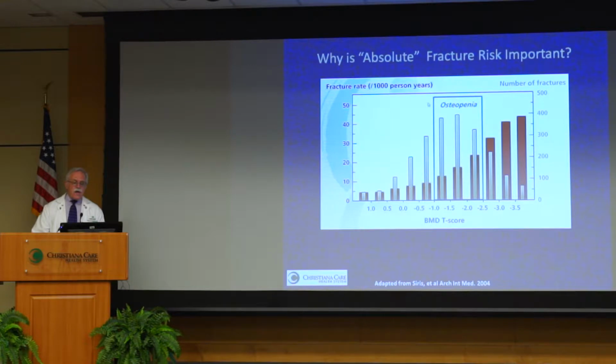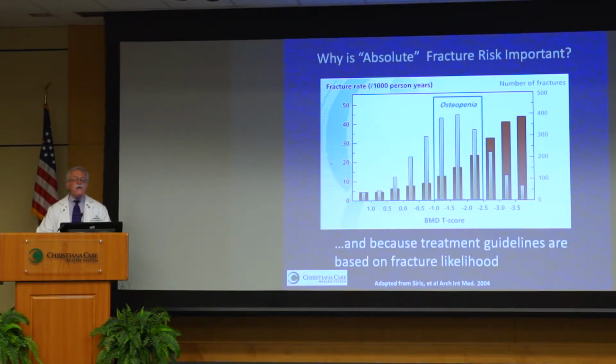And if you notice, most of the gray bars are highest when the T-score is in the -1 to -2.5 range. In other words, there are more fractures in people with just low bone density than there are in people with osteoporosis. And that's because there are so many more people with low bone density than there are with osteoporosis. So what you need to do, if you have low bone density, is figure out whether you're at higher risk or lower risk. And there are ways to do that.